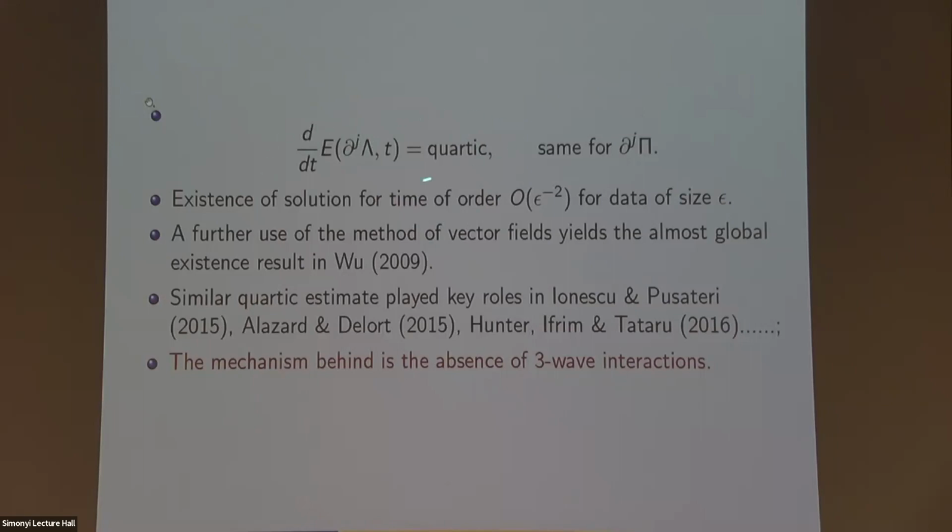Now a quartic inequality or quartic equality of this form also plays a crucial role in the works of Ionescu and Pusateri, Alazard and Delort, Hunter, Ifrim and Tataru, and many other works. What they further do is discover modified scattering, perform a modified scattering, and get to global. As I mentioned earlier, the mechanism of all these earlier works is the lack of three-wave interactions.